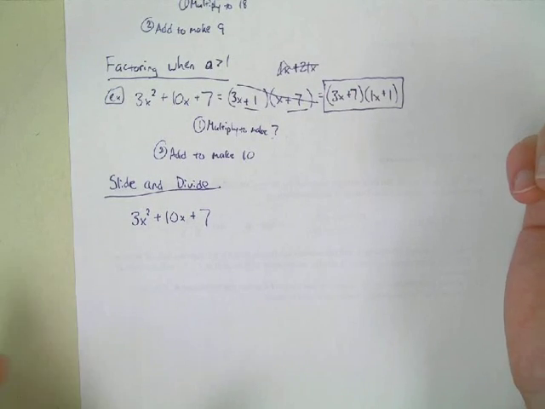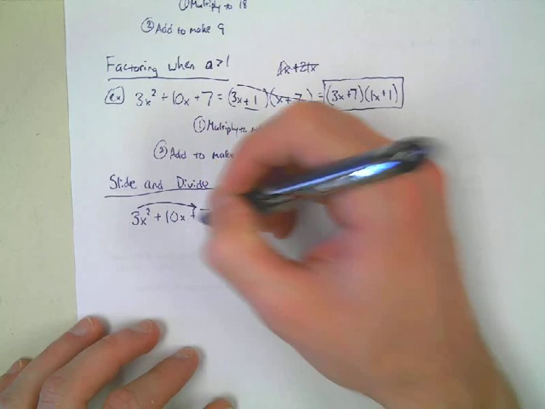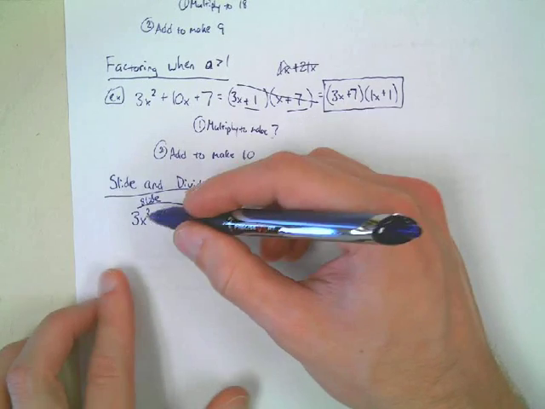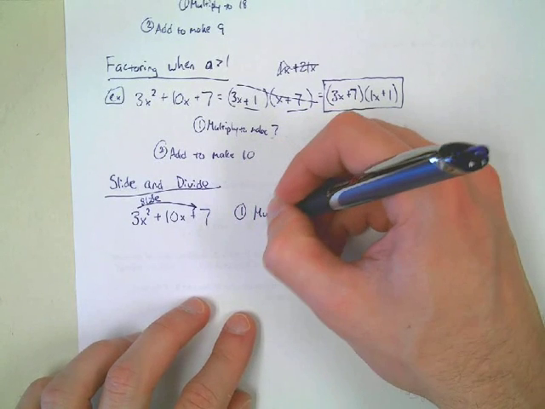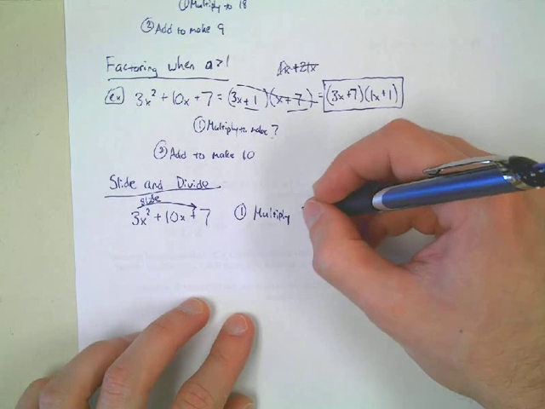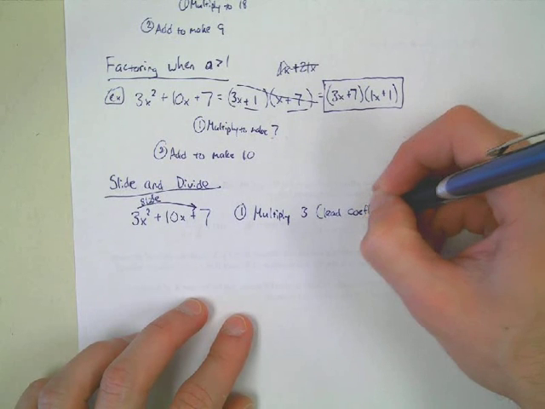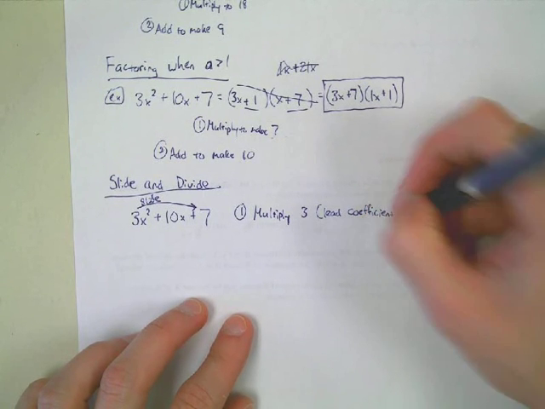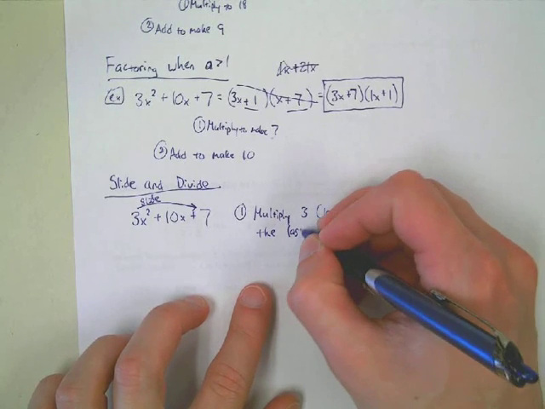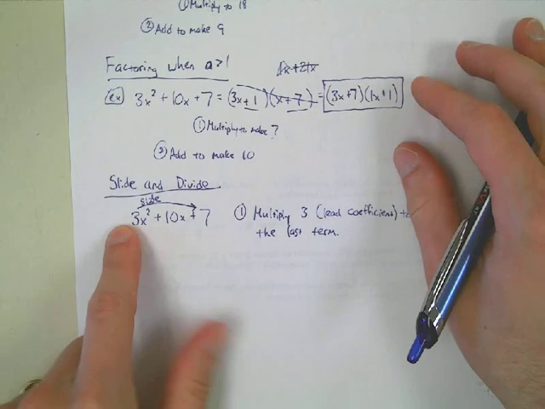Okay, so this method again is called slide and divide, and that's because you do two kind of things here. The first thing you do is you slide back the 3 and multiply it with the 7. Okay, so there's the slide part. And so I'll even write that here. So multiply, okay, 3, which is the lead coefficient, okay, to the last term. Okay, so we're taking the 3, we're going to slide it back and multiply it to the 7.